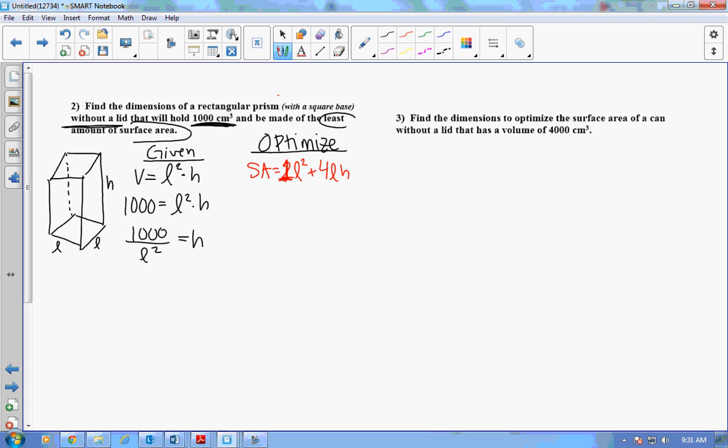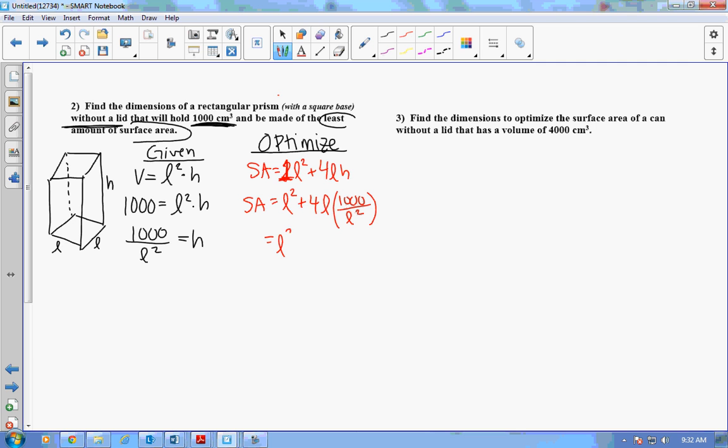Okay, and we know L. No, we know H. Let's go plug in H. So surface area equals L squared plus 4L times H. H is 1,000 over L squared. And notice how everything on the right side is in terms of one variable. That should be your goal. Get everything in terms of one variable.